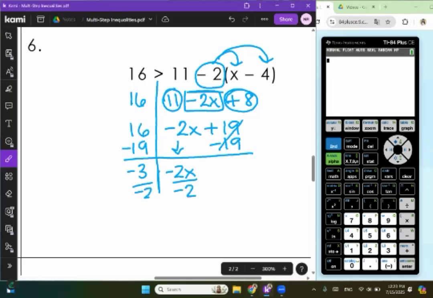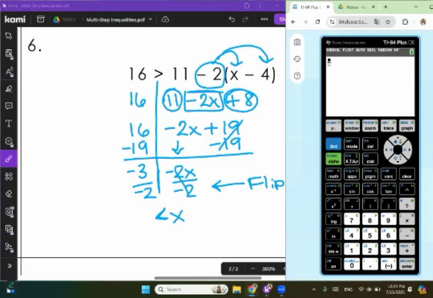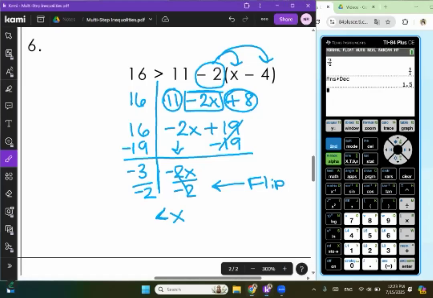You divide by the negative 2. Because we are dividing by a negative, right? What does that mean? We need to flip it. Flip the sign. So it would go from greater to less than. Negative 3 divided by negative 2 will not simplify, but I am going to go ahead and write, you know what? I'm going to do this. It won't simplify. It will change to a positive because two negatives make a positive. But I'm going to go ahead and change it to a decimal. I can't even talk anymore.